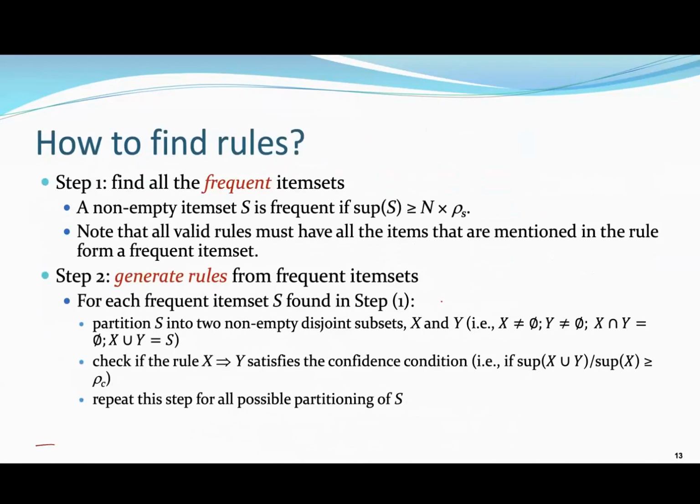All right. So the first step is to figure out all the frequent item sets. I look at the data sets that we have, and we try to discover or find out all the item sets that are frequent. An item set S is said to be a frequent item set if its support count is not smaller than n multiplied by rho S. So there is a minimum support requirement for the items that are mentioned in the rule. This is step number one.